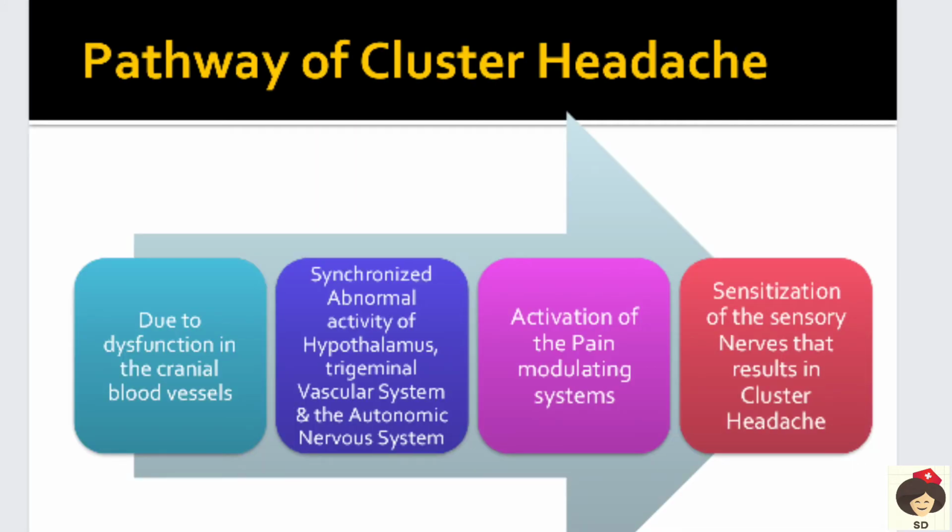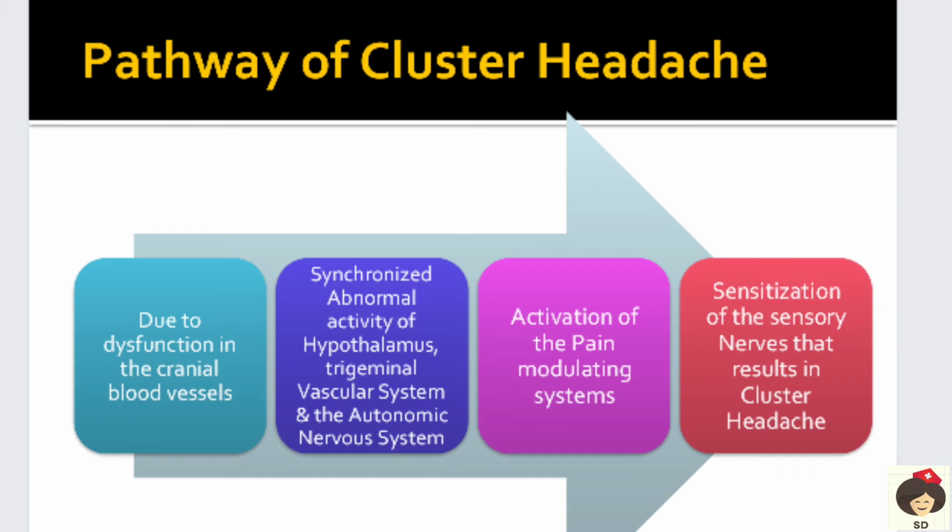And next is cluster headache. There is a pathway for how cluster headache is formed. First is dysfunction in the cranial blood vessels. Mainly, cluster headache is due to some problem inside the cranial blood vessels. There is synchronized abnormal activity of the hypothalamus, trigeminal vascular system and autonomic nervous system.